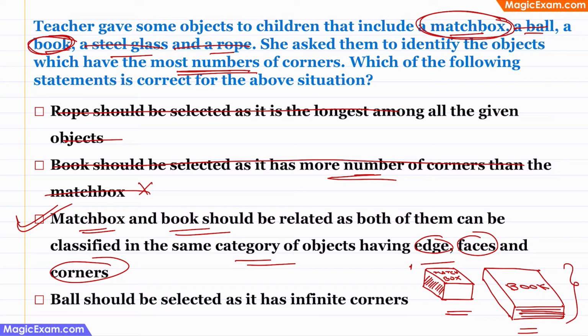And ball should be selected as it has infinite corners. No, ball does not have any corners. Therefore, this can be discarded. Therefore, option 3 is the best answer among the given statements.